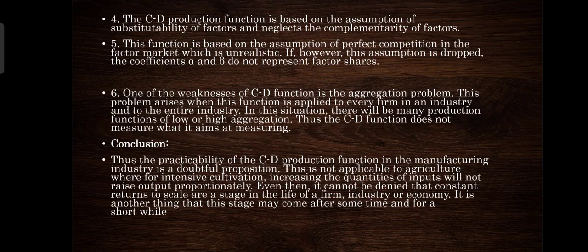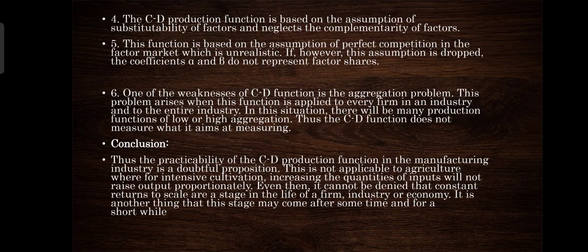Okay, but they are neglecting the complementarity of the factors. Then the fifth one is that the production function is based on the assumption of perfect competition. So we know that perfect competition is an unrealistic market, so we cannot take perfect competition into account in actual sense. As this production function is based on a perfect market, this acts as a criticism.